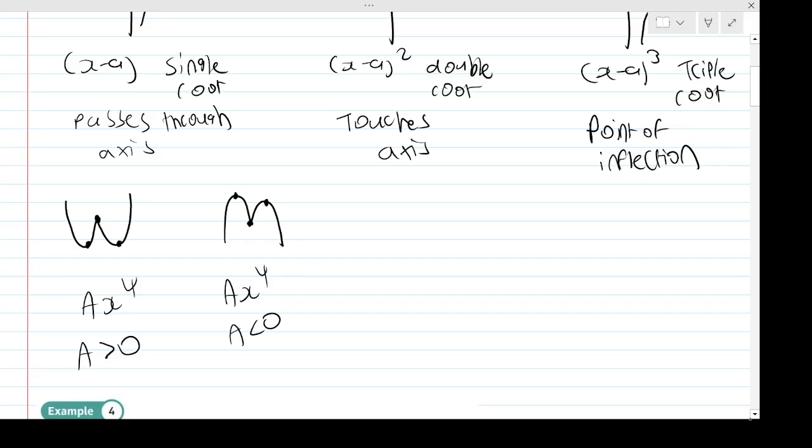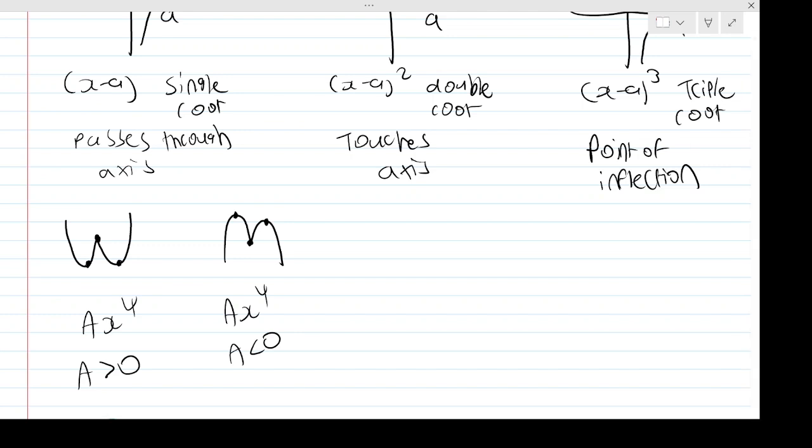So we're going to first look at the sign of the x to the 4 term to see what type of shape. Is it going to be a W or an M shape? And then we're going to look at the roots to determine what the graph will look like using what we just discussed up here.